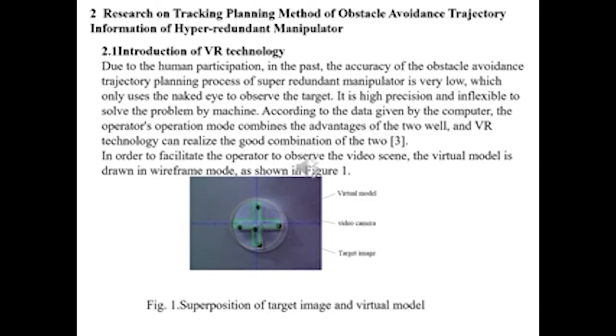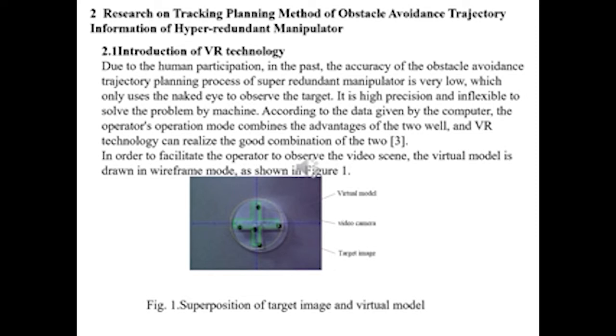Research on tracking planning method of obstacle avoidance trajectory information of hyper-redundant manipulator. Introduction of VR technology. Due to the human participation, in the past, the accuracy of the obstacle avoidance trajectory planning process of super-redundant manipulator was very low, as it only used the naked eye to observe the target. Machines are high precision but inflexible in solving the problem. According to the data given by the computer, the operator's operation mode combines the advantages of the two well, and VR technology can realize the good combination of the two.